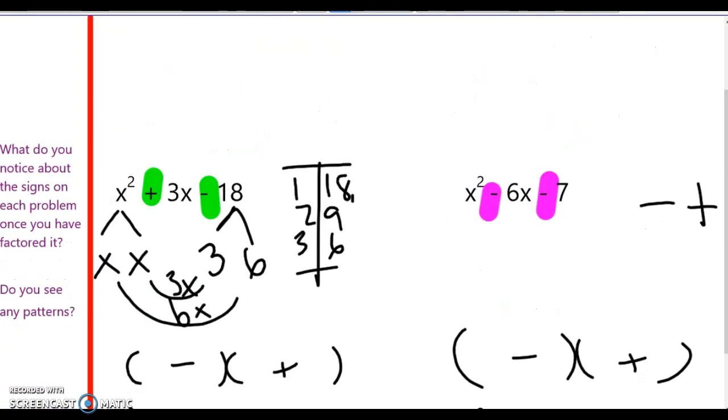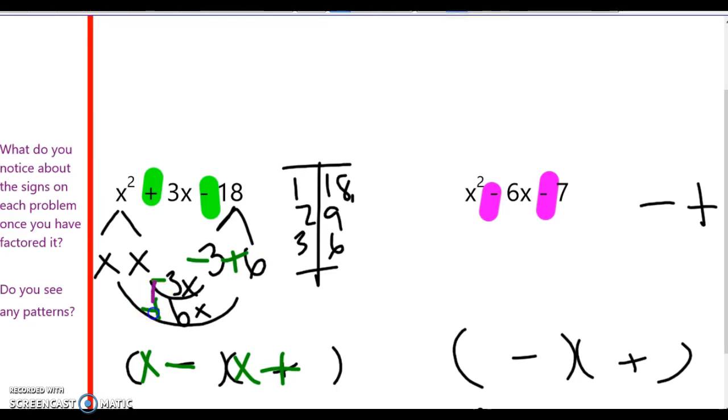So in this one, I decided, let's see, 18 is 1 and 18, 2 and 9, 3 and 6. They have to multiply to give me negative, so I decided that one had to be negative, one had to be positive. That said, I then decided that if one was negative, one was positive, and I wanted to get positive 3, then I would have to have this and that. So, x and x, the 3 had to be negative, the 6 had to be positive.